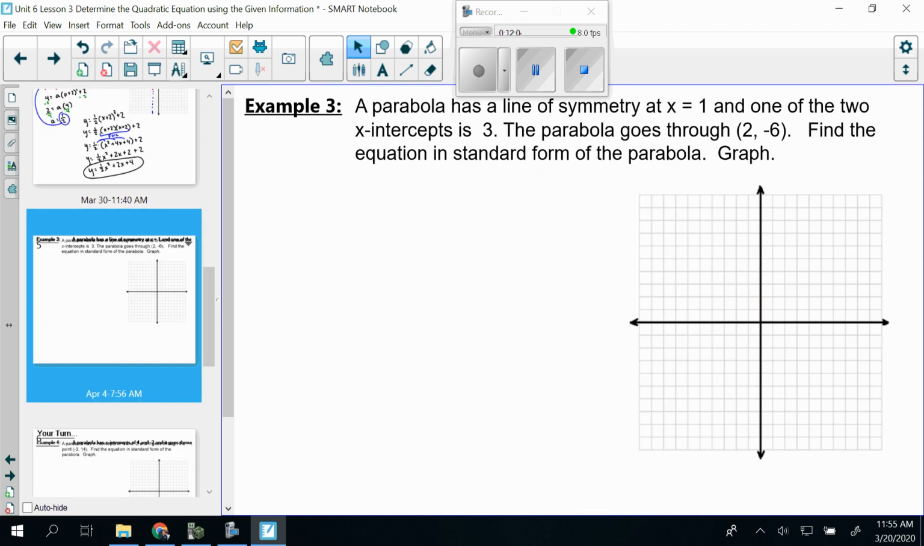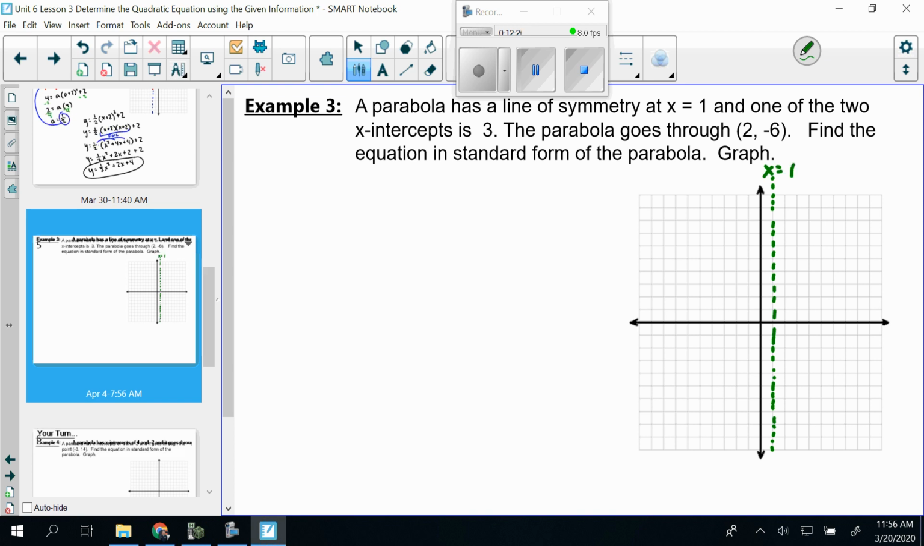Okay, next one. Parabola has a line of symmetry at 1, and one of the two x-intercepts is 3. The parabola goes through the point 2, -6. Find the equation in standard form. Let's start with graphing on this one. So if the line of symmetry is at 1, let's put that on there. That was the first thing they told us.